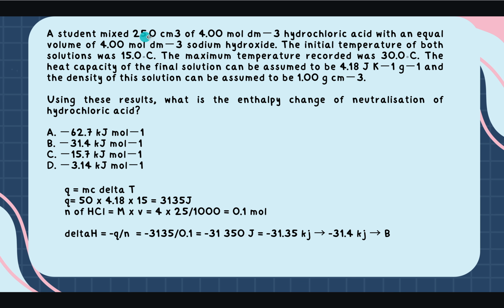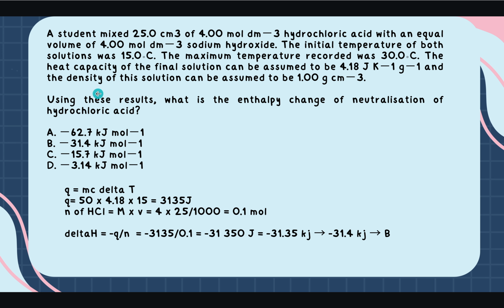A student mixed 25 milliliters of 4 mol dm to the power of minus 3 hydrochloric acid with an equal volume of 4 mol dm to the power of minus 3 sodium hydroxide. The initial temperature of both solutions was 50 degrees Celsius. The maximum temperature recorded was 30 degrees Celsius. The heat capacity of the final solution can be assumed to be 4.18 joules per Kelvin gram, and the density of the solution can be assumed to be 1. Using these results, what is the enthalpy change of neutralization of hydrochloric acid?